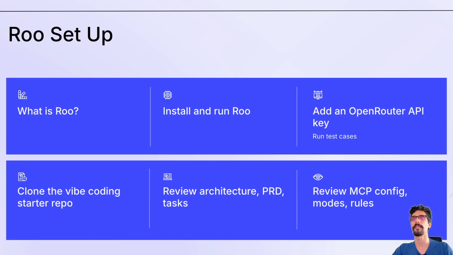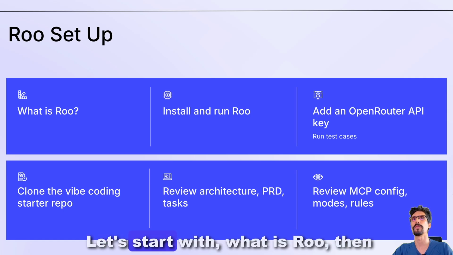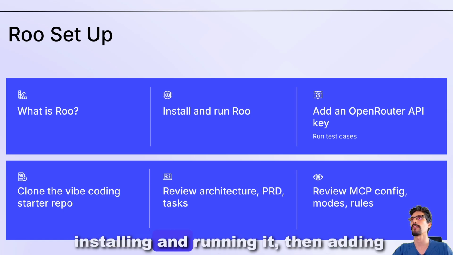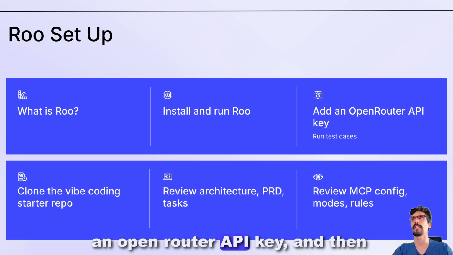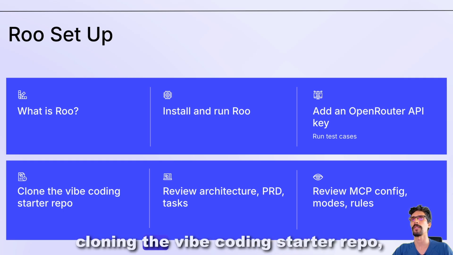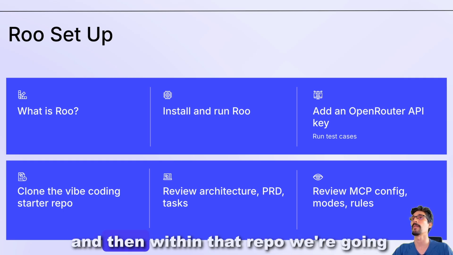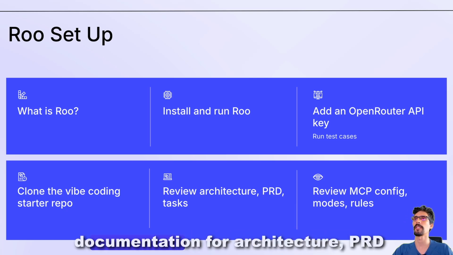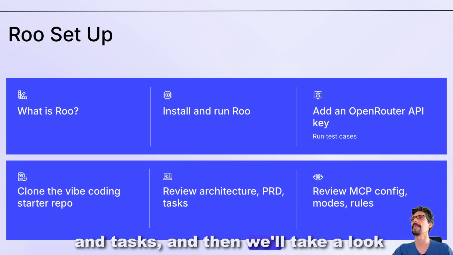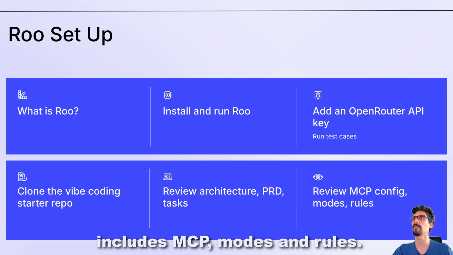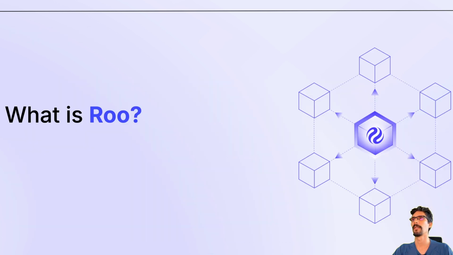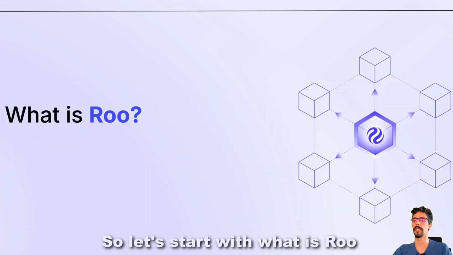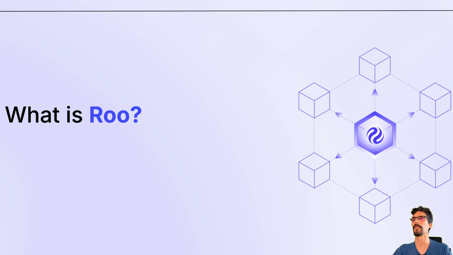Here's what we're going to cover, quite a few things. So we'll start with what is Roo, then installing and running it, then adding an Open Router API key, and then cloning the vibe coding starter repo, and then within that repo we're going to review a few things. First we'll take a look at a set of documentation for architecture, PRD, and tasks. And then we'll take a look at config, which includes MCP modes and rules. All right, so let's start with what is Roo.